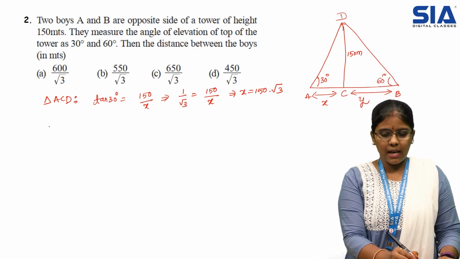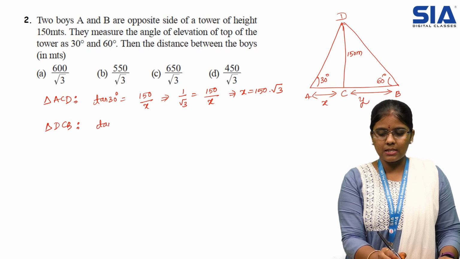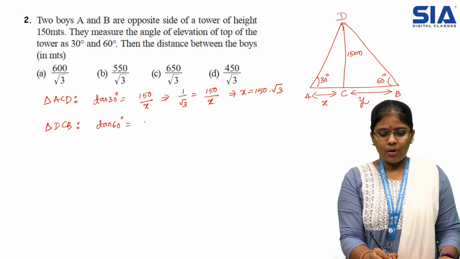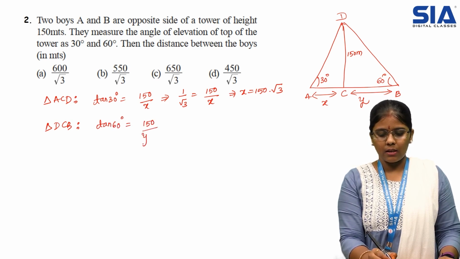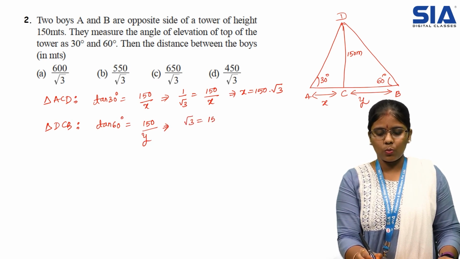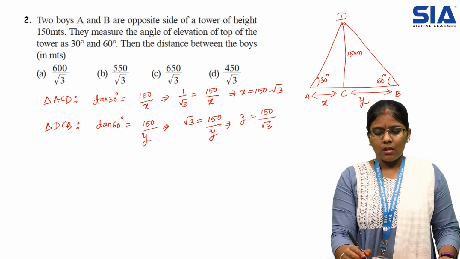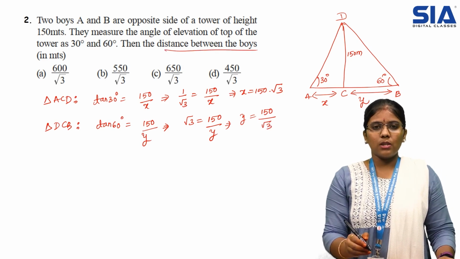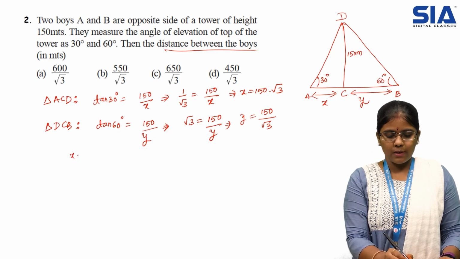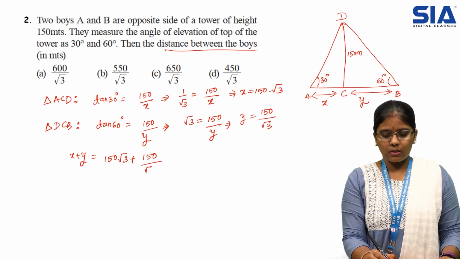Now consider the triangle DCB. From this, tan 60 degrees equals 150 by Y, which is tan 60 degrees equals root 3, which is equal to 150 by Y. So Y is equal to 150 by root 3. Now we have to find the distance between the boys, that is the sum of X plus Y. So X plus Y equals 150 root 3 plus 150 by root 3.